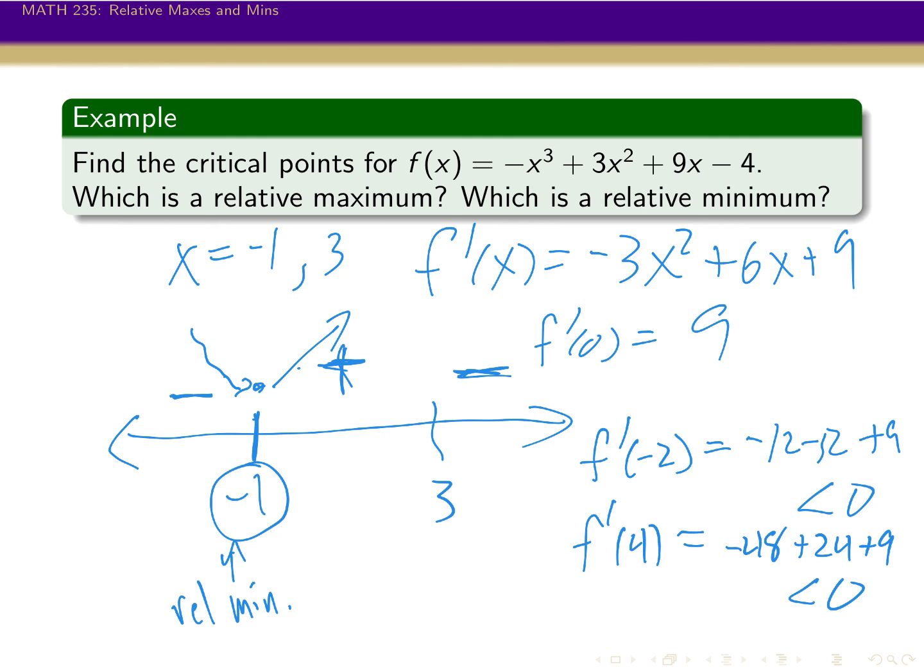At 3, the function is going up and then going down to the left of it. So it's changing from positive to negative, increasing to decreasing at 3. And so if the function's changing from increasing to decreasing at 3, then we're thinking about a relative maximum.